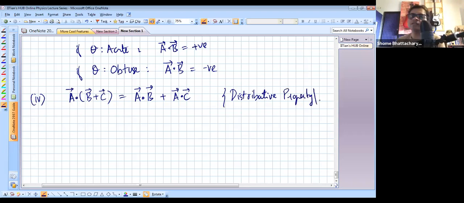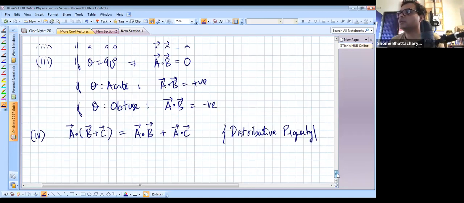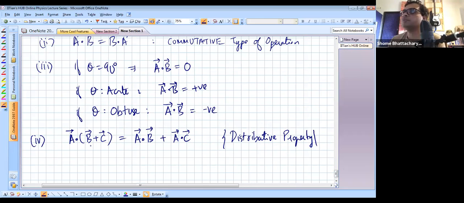So this particular operation we are dealing with, which is called the dot product or scalar product, has these two important algebraic properties. One is that it is commutative, that is A dot B is equal to B dot A, and the other is that it is distributive. So A dot (B plus C) is nothing but A dot B plus A dot C. Okay. So I'll just take you through the properties so far once more.